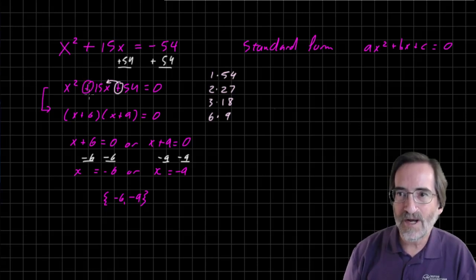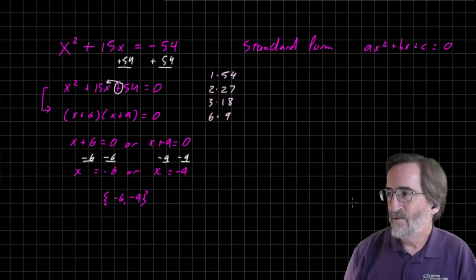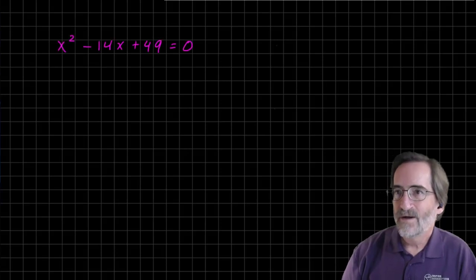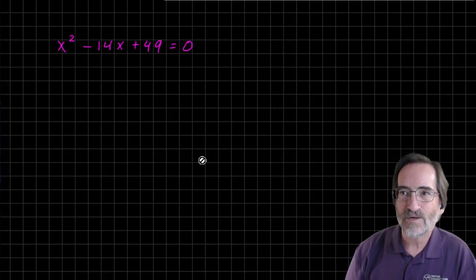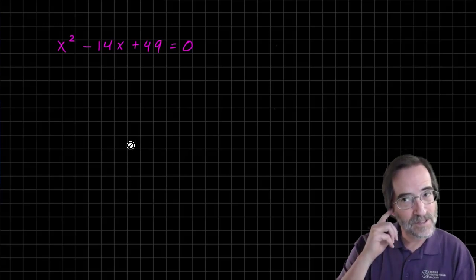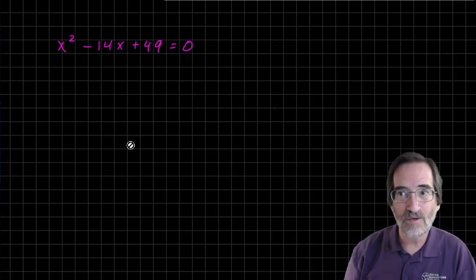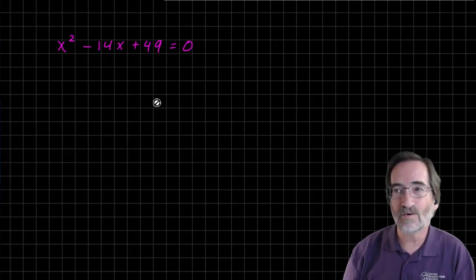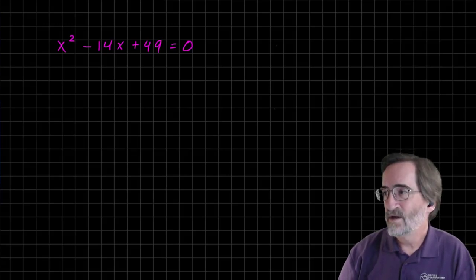Now, if this were a minus, then we'd put minus on both of them. Okay. All right, so next, x squared minus 14x plus 49. Now, they're going to tell you that this is a pattern, but I do want to show you that you can still use the old methods to solve this, right?